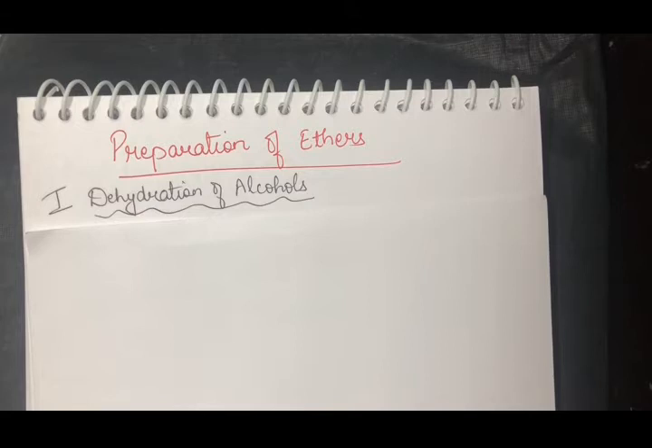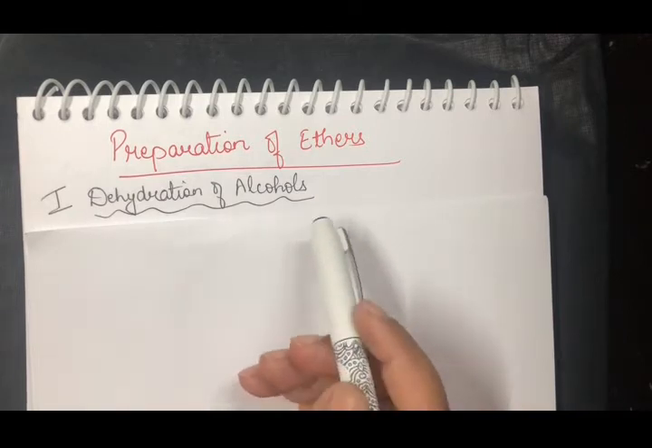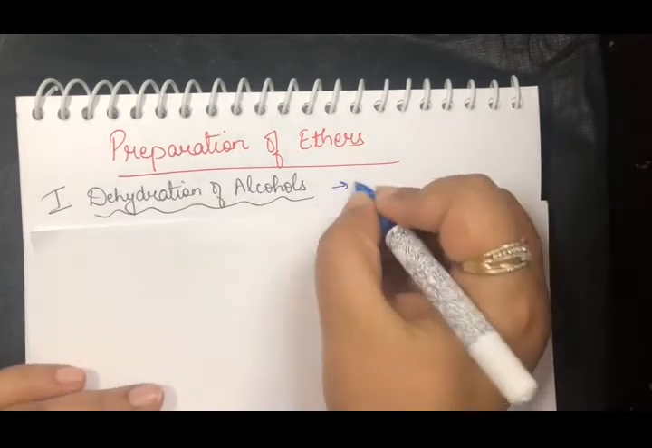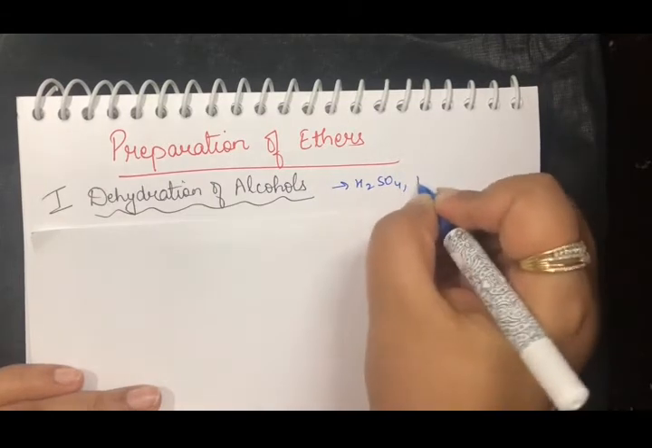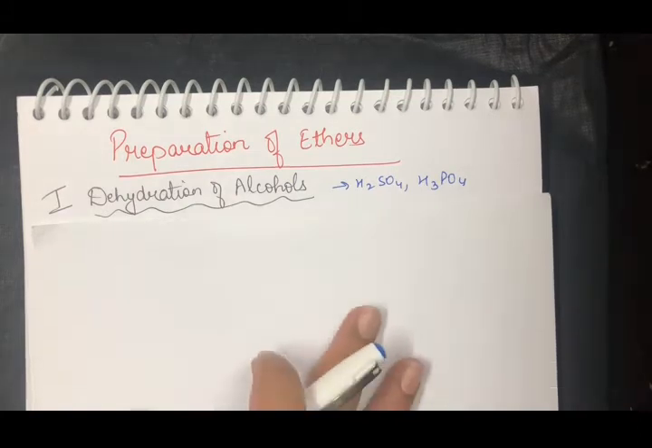There are two methods. The first one is the dehydration of alcohols. Now you have seen that alcohols undergo dehydration in the presence of protic acids like H2SO4, H3PO4, etc. And they end up giving you an alkene. We have done the mechanism also, right?